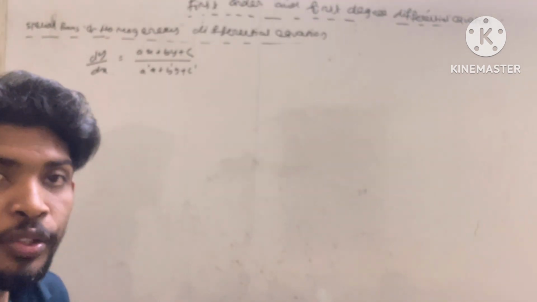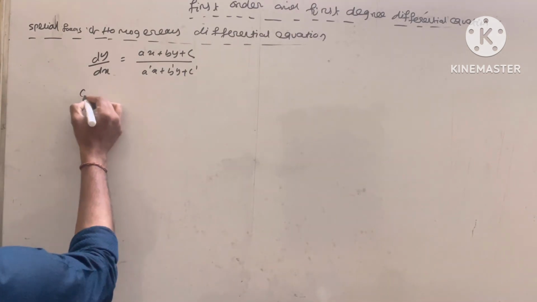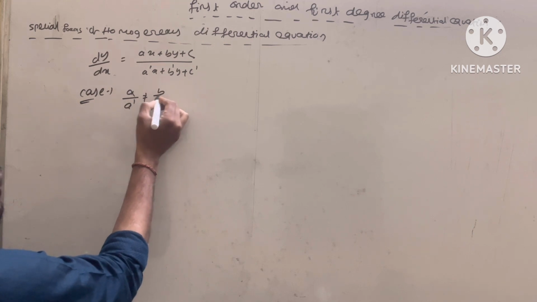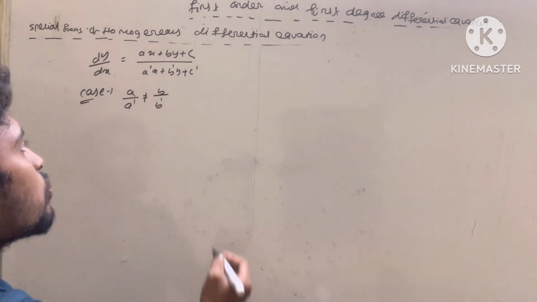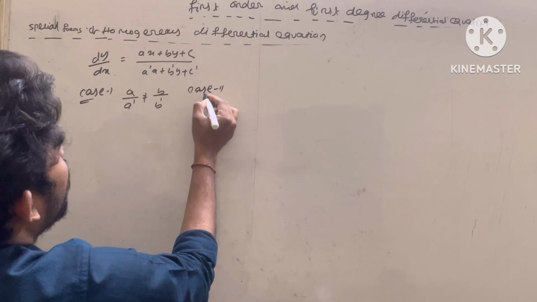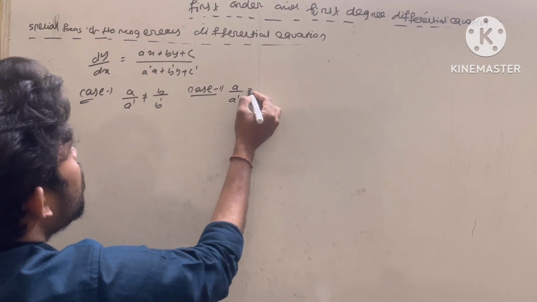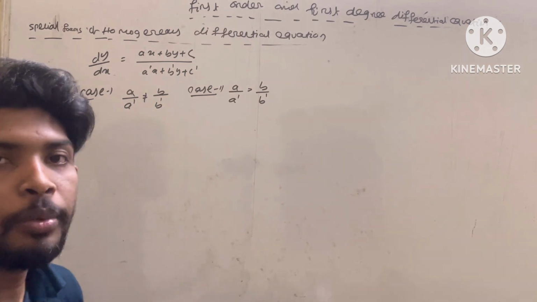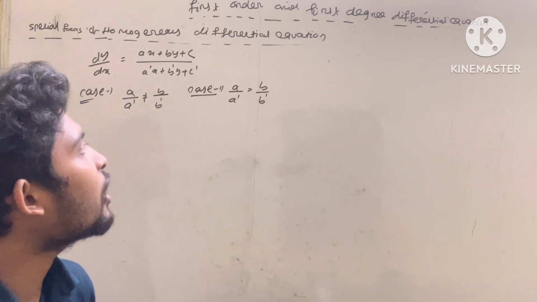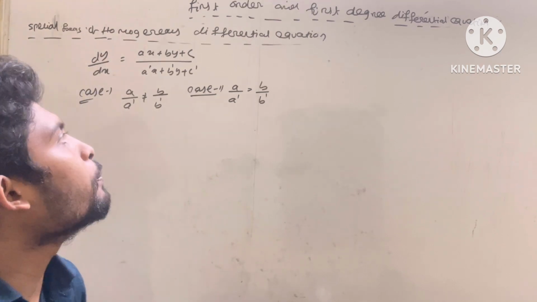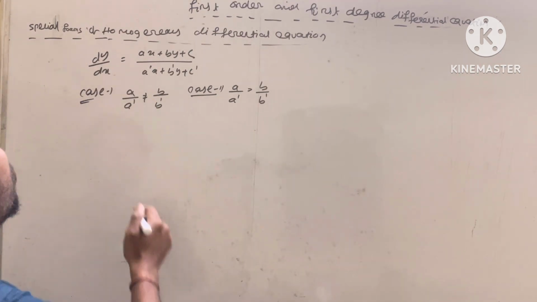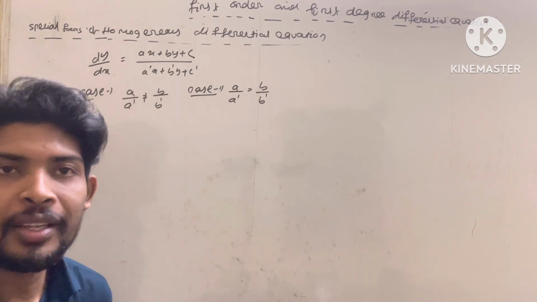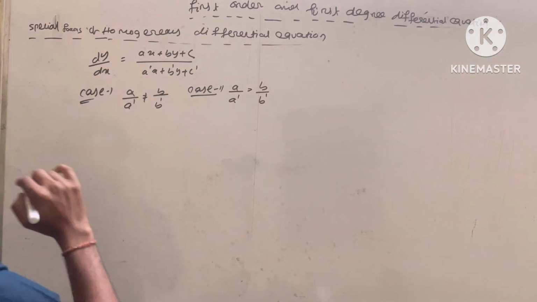If the differential equation is in this form, there will be two cases. What are the two cases? Case one is a by a' unequal to b by b', and case two is a by a' equal to b by b'. So there will be two cases. Now you have to solve for the first case, then after that we solve for the second case.